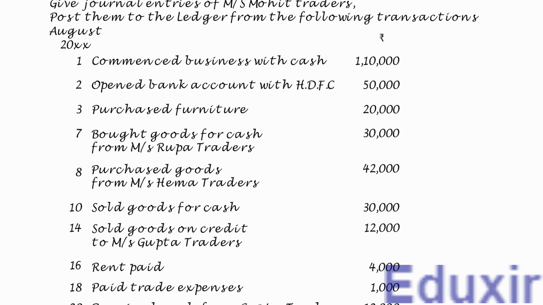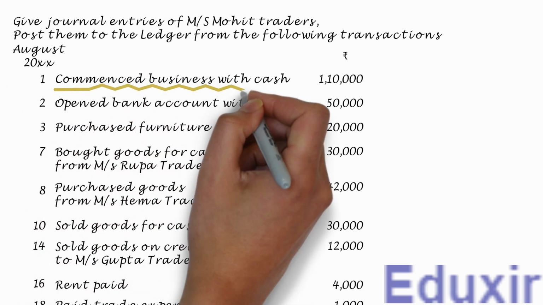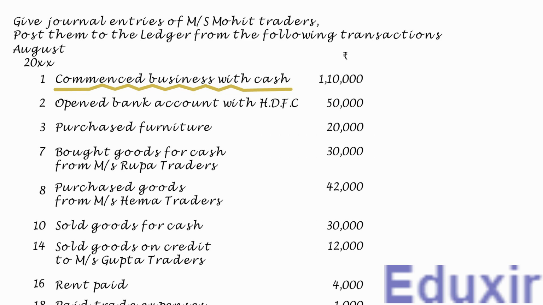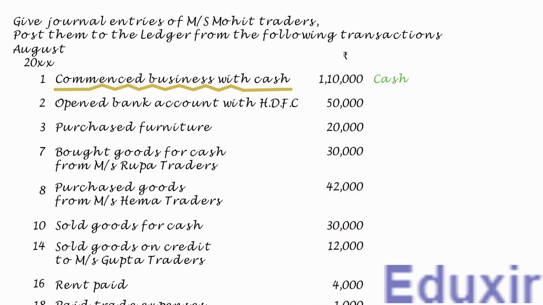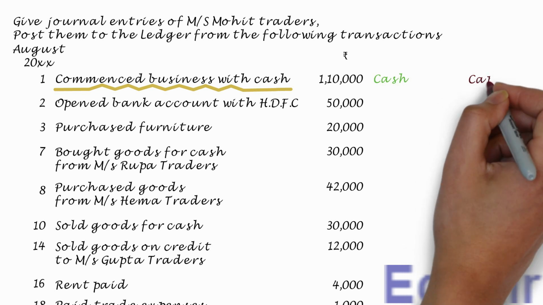In the first transaction, the business is commenced with a cash of 1,10,000 rupees. So, in this transaction, the cash asset is introduced into the business. In other words, the cash asset of the business is increasing in this transaction. The rule to record any increase in the asset is to debit the corresponding assets account. In this case, the cash account should be debited. At the same time, as the owner is bringing this cash into the business, it results in an increase in the owner's equity or capital. The rule to record any increase in the capital is to credit the capital account.